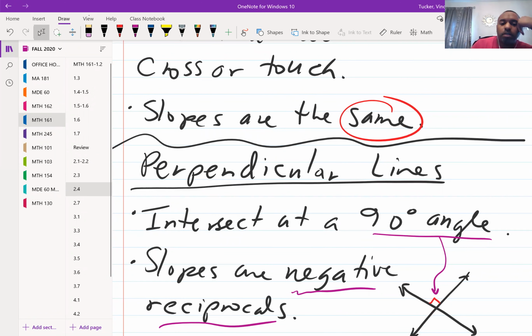Perpendicular lines are lines that intersect at a 90-degree angle, or create a 90-degree angle at intersection. Their slopes are going to be negative reciprocals of each other, and we'll talk about what that means in a second. Parallel lines will have the same slope. Perpendicular lines will have slopes that are negative reciprocals of each other.